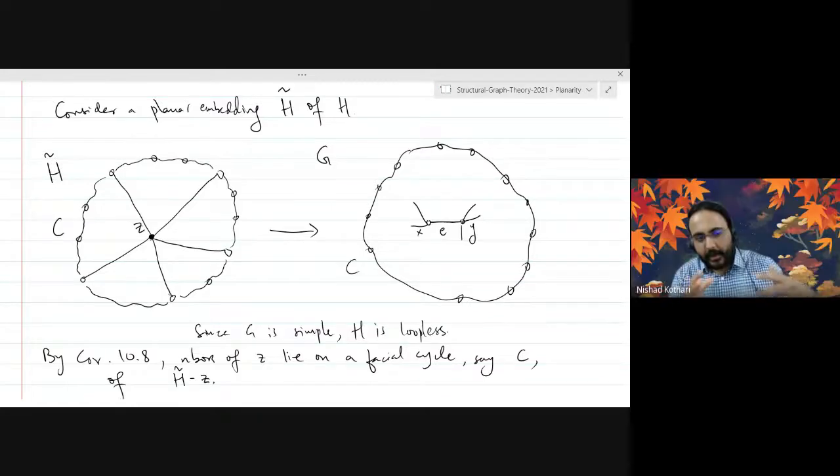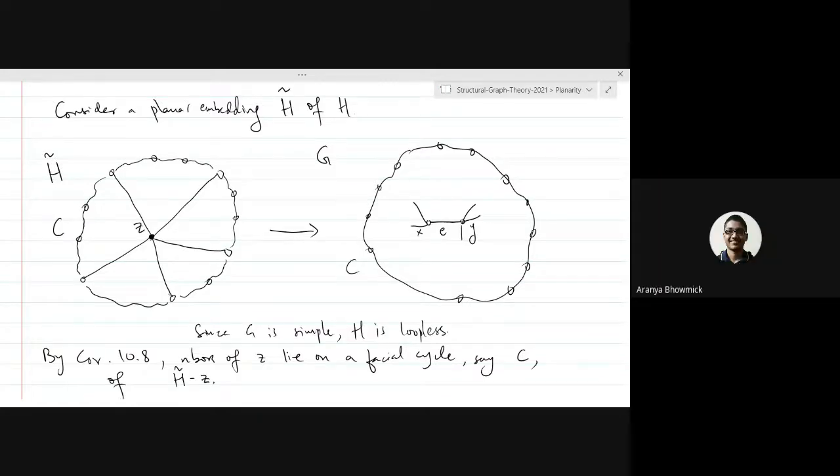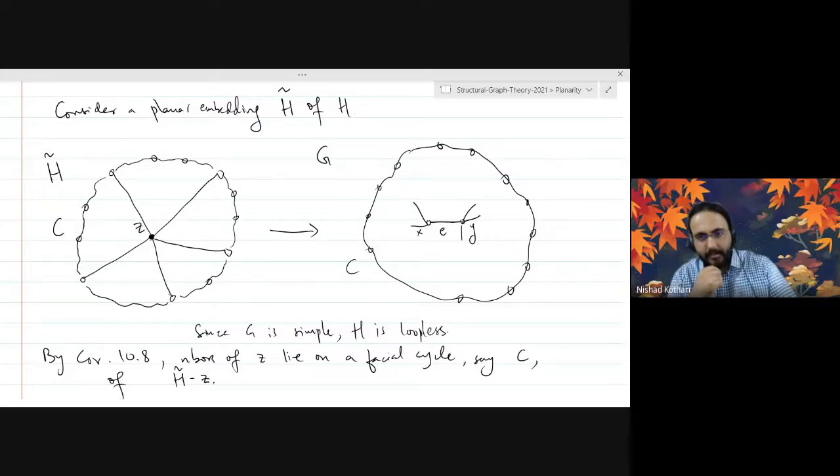In particular, basically you can take H tilde, and we can have a contraction, vertex Z, corresponding to a particular edge. So basically the figure on the left is a planar embedding, but the figure on the right is not a planar embedding. That's right. Good. All right.